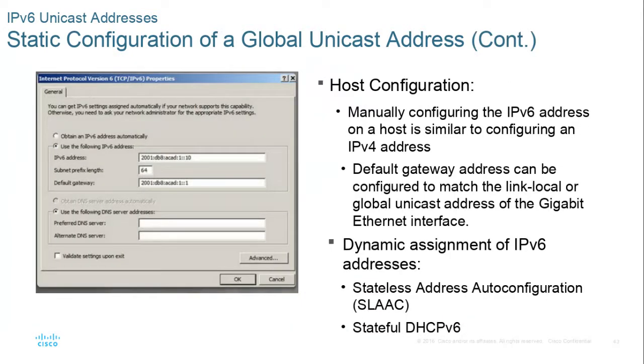The control panel on a Windows machine is very similar to the IP version 4 control panel. We can obtain an address automatically, or we can statically configure them. So in this case, he's typed in an address of, if this were an IP version 4 machine, it would probably be 192.168.1.10. And his default gateway would be 192.168.1.1.